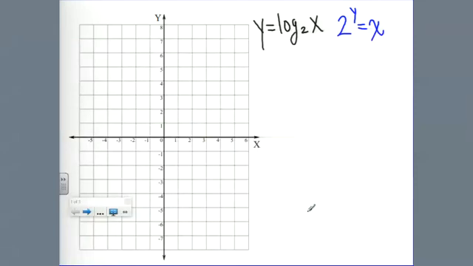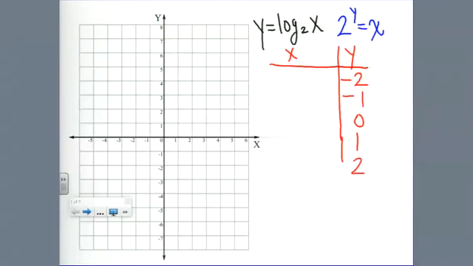Now we can draw our xy table. This time around, we are choosing values to plug in for y. Let's say -2, -1, 0, 1, and 2. I chose 5 points this time so we can get an accurate picture of our graph.